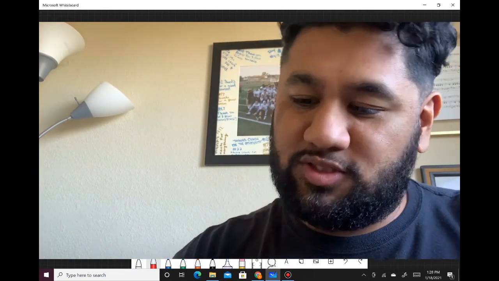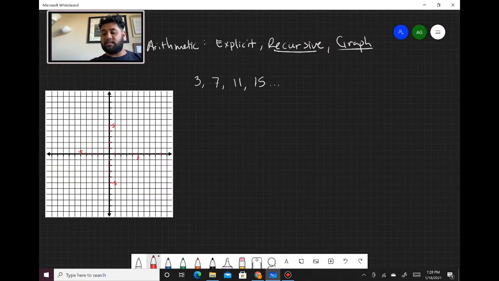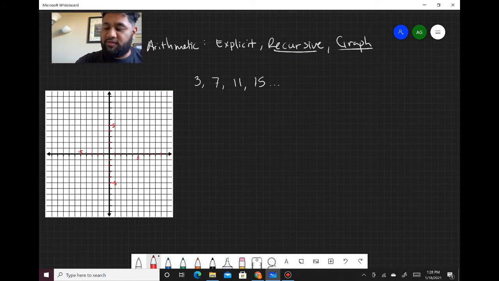All right, so here's the sequence, right? 3, 7, 11, and 15. Your first job is to find the common difference. So how do you get from one number to the next, right? So the pattern, in this case, you're going to add 4. And remember, keep paying attention to the colors. I keep using the colors for a reason. I'm color coding everything. So this is your common difference, right?